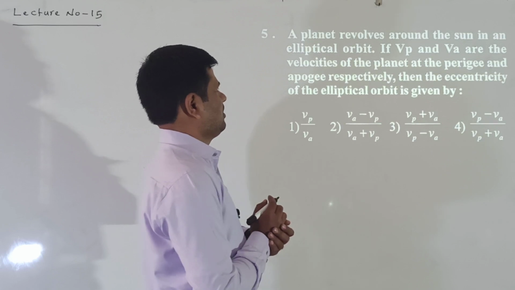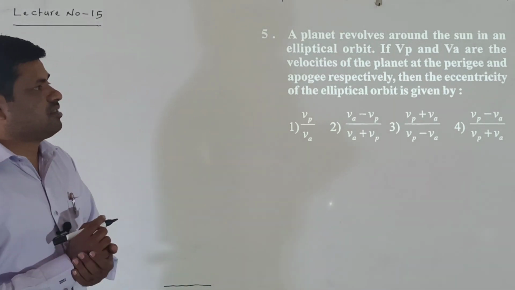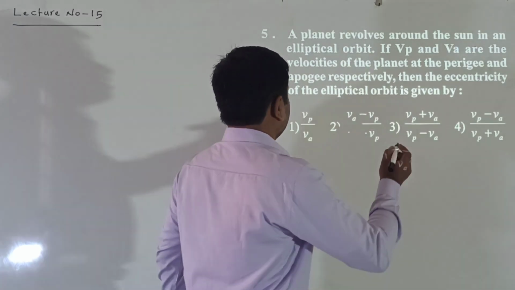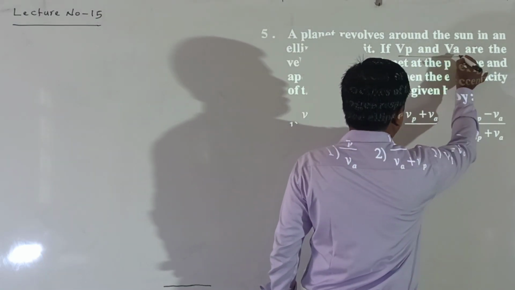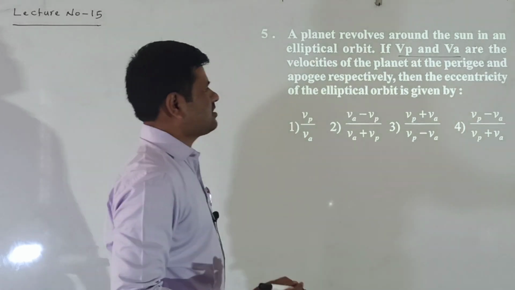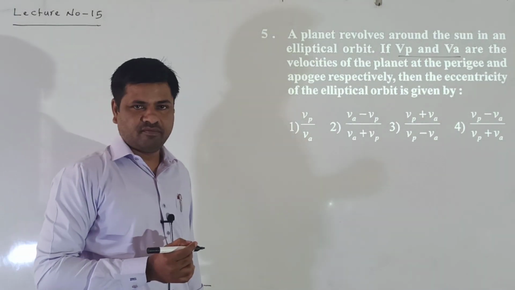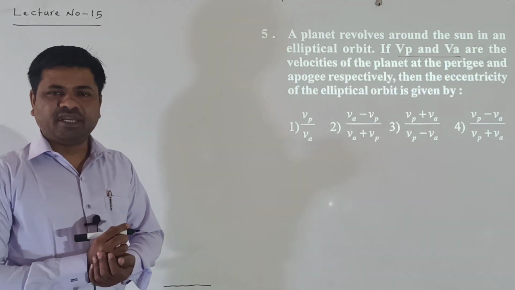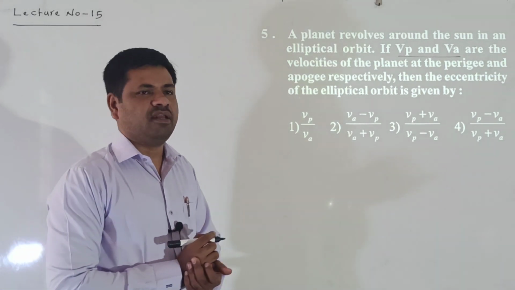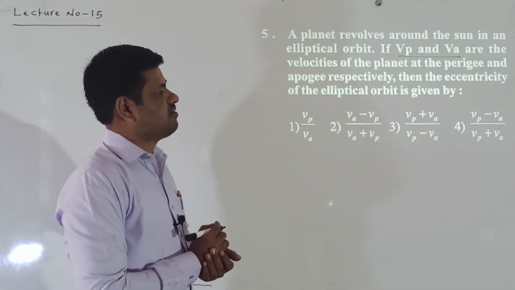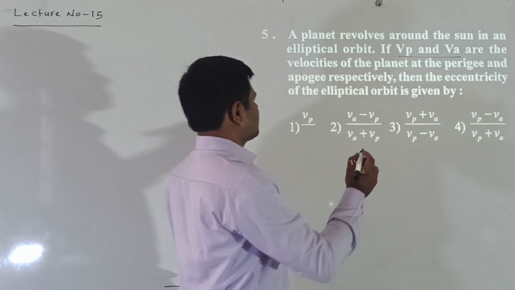What is the fifth question here? A planet revolves around the sun in an elliptical orbit. If Vp and Va are the velocities of the planet at the perigee and apogee respectively (perigee is nothing but perihelion, apogee is nothing but aphelion), then the eccentricity of the elliptical orbit is given by. Eccentricity is asked in this question.